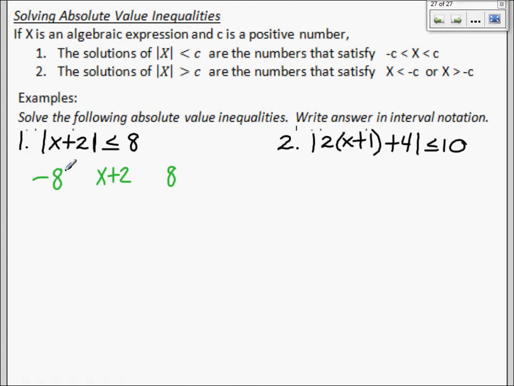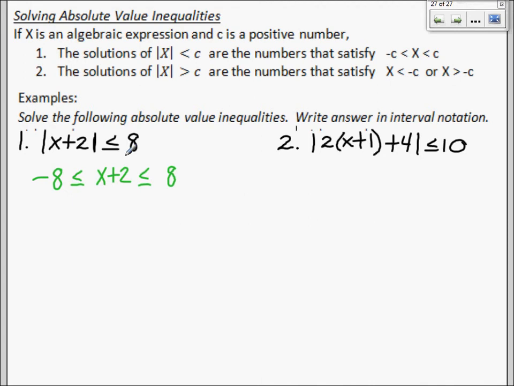Now to sandwich this in with some inequalities, you want to write a less than or equal to, and you want to write another less than or equal to. This will separate what was in the absolute value from the possible negative and positive equivalents on the absolute value inequality.